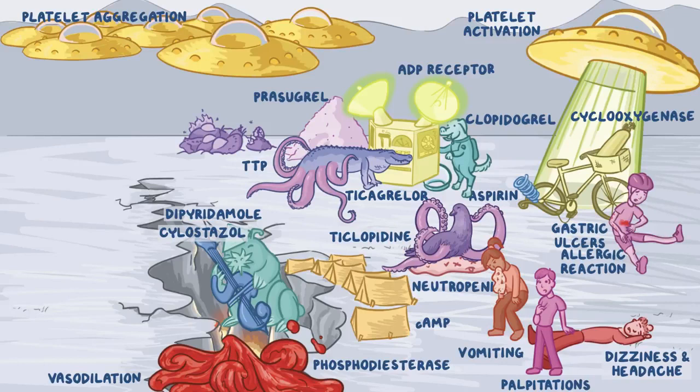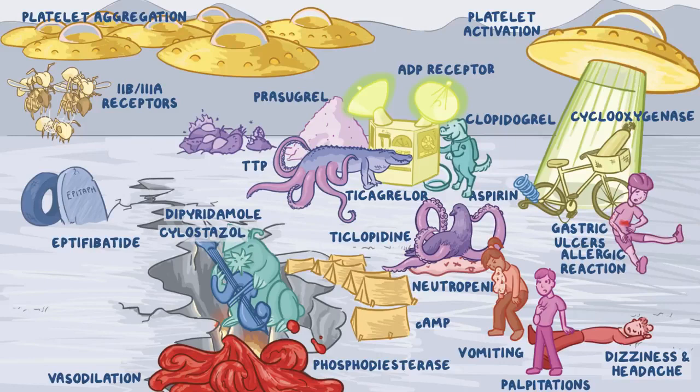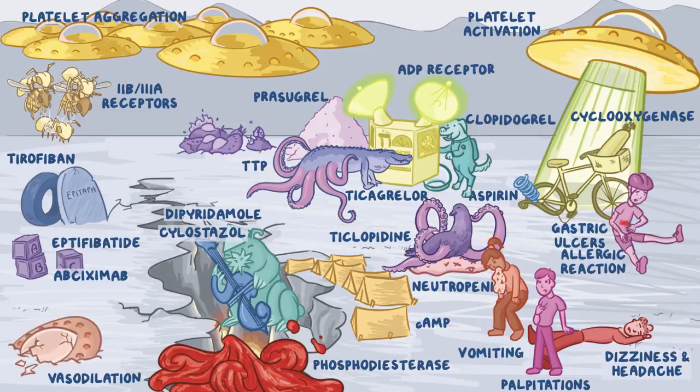Next, let's look at the group of UFOs representing platelet aggregation. The medications that prevent platelet aggregation target the 2B3A receptors. So let's have a swarm of mutant bugs consisting of 2 bees and 3 ants. These bugs wiped out humanity, and the medications here include eptifibatide, which is a tombstone with the word epitaph written on it, an old tire for tirofiban, and 3 old alphabet blocks with A, B, and C on them for abciximab. For the side effects, there is a crash saucer representing low platelets, or thrombocytopenia.